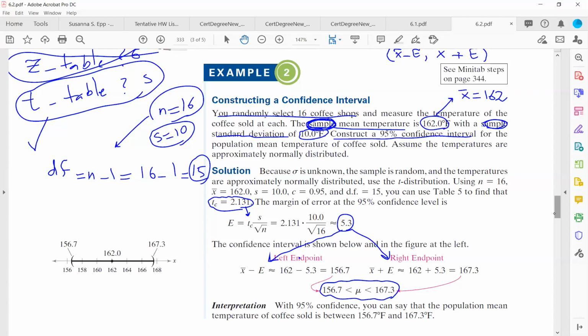You are 95% confident that the population mean temperature of coffee sold is between 156.7 degrees and 167.3 degrees.